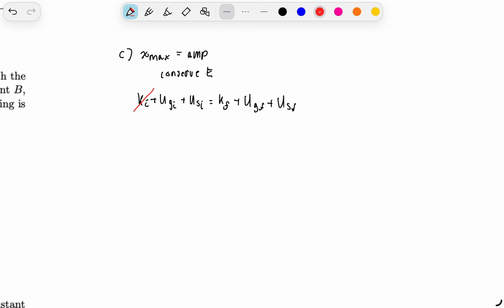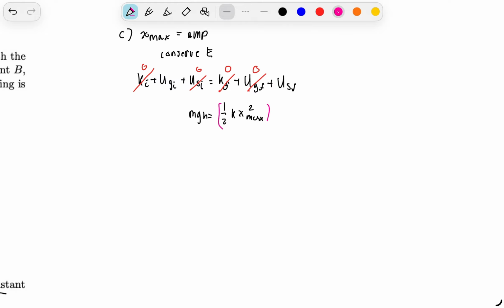So we know that this is 0, this is also 0, this is 0, this is 0, and this is mgh for UGI. And we have USF, which is 1/2 k x maximum squared. So what we're going to do next is just multiply both sides by 2. We're trying to get our X max there. So then this cancels out. We get k x squared max is equal to 2 mgh.